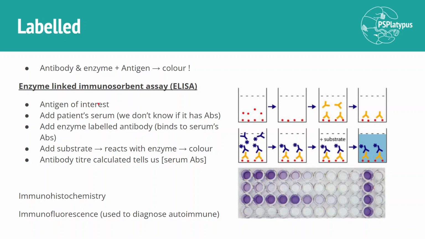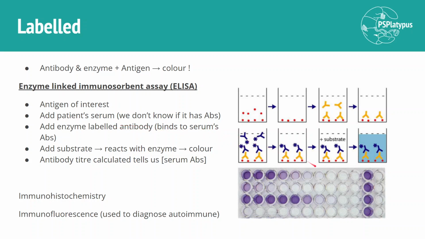The idea behind labeled is that there is some substrate being added, which changes color, which is useful in some diagnosis. The most common one is the enzyme-linked immunosorbent assay, or ELISA. In this one, we have an antigen, and then we add the patient's serum. What we're trying to find out is if the patient serum has antibodies, so we don't actually know if it has antibodies. Once we add the serum, we add an enzyme-labeled antibody, which binds to the serum's antibody. So similar to the previous one, it's an anti-antibody antibody.